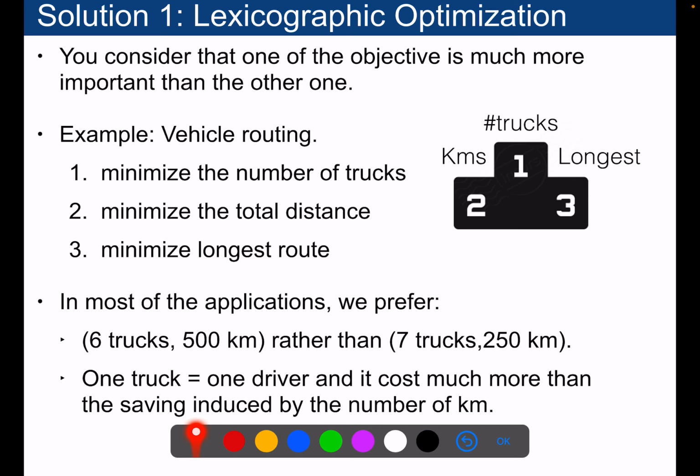The first solution is to impose an order on the objectives. So we will say that one objective is more important than the other one, and we will call that lexicographic optimization. For example, in vehicle routing, you may want to minimize the number of trucks, then the total distance, then the longest route. Okay, so number of trucks is really your main objective.